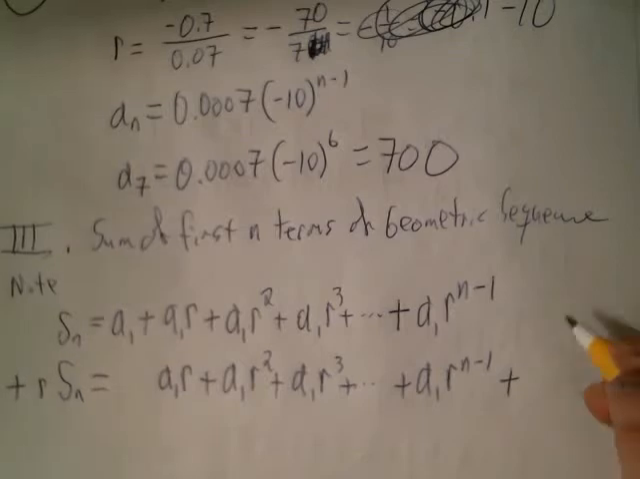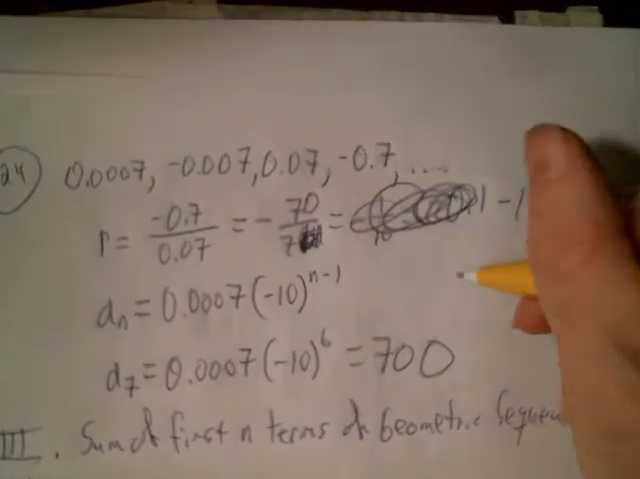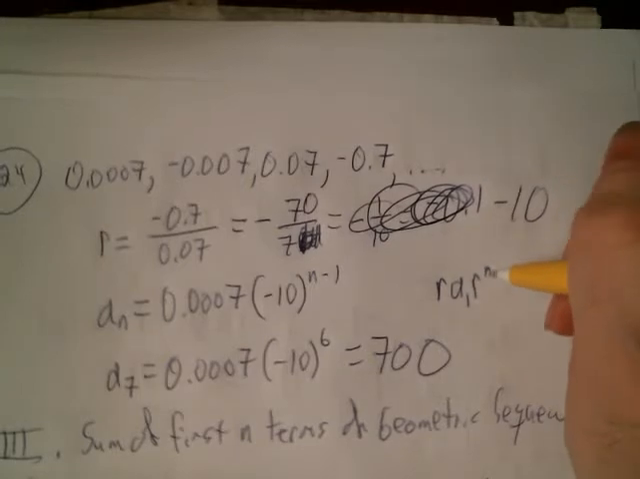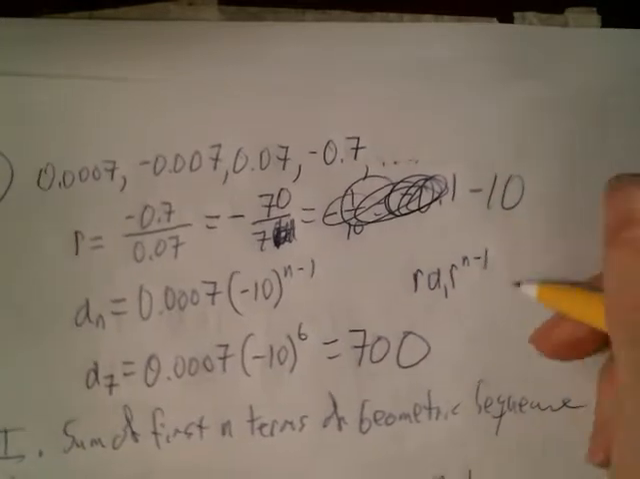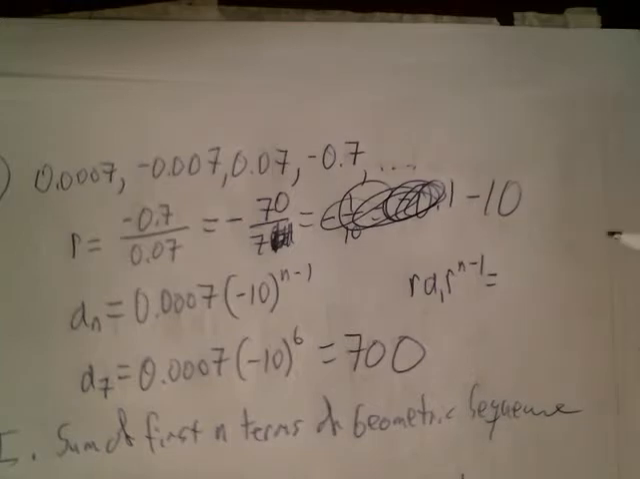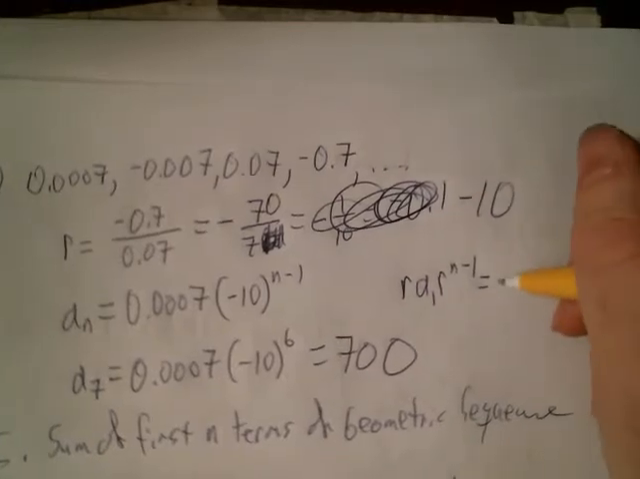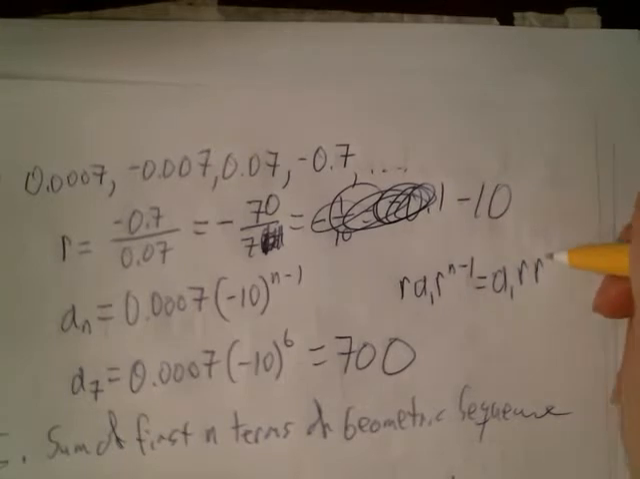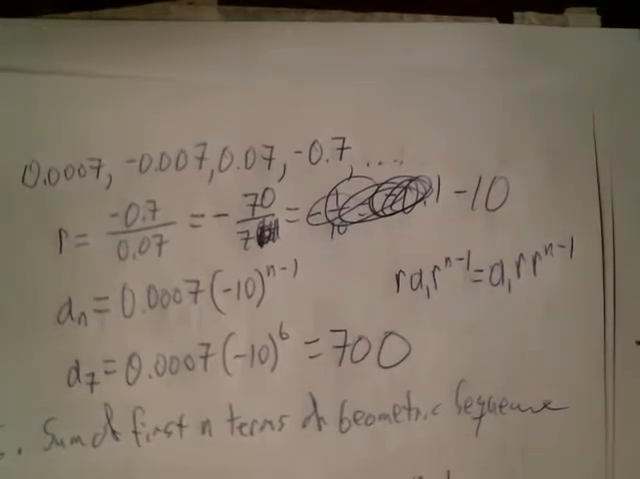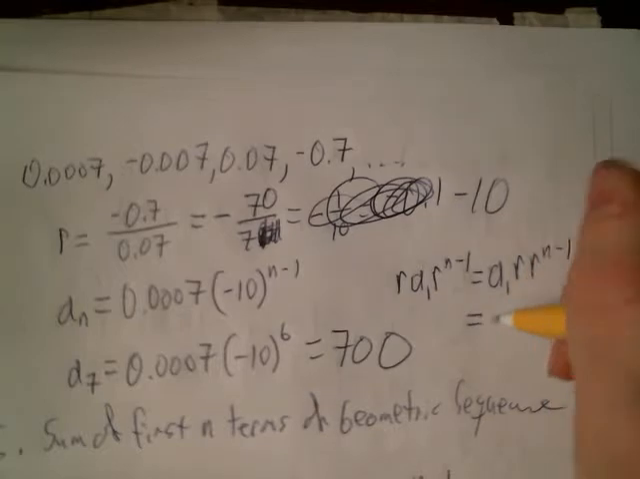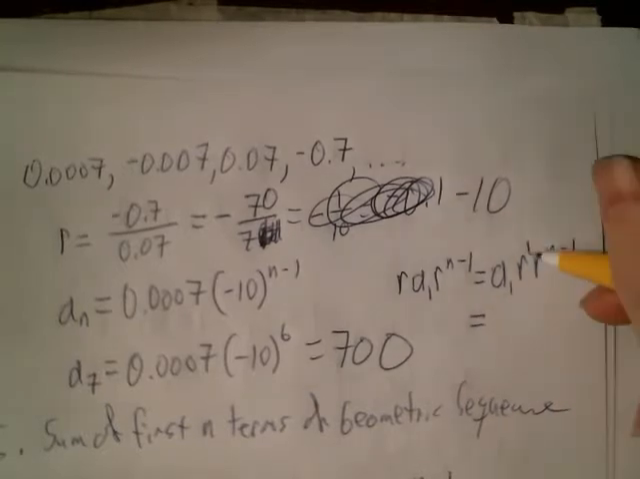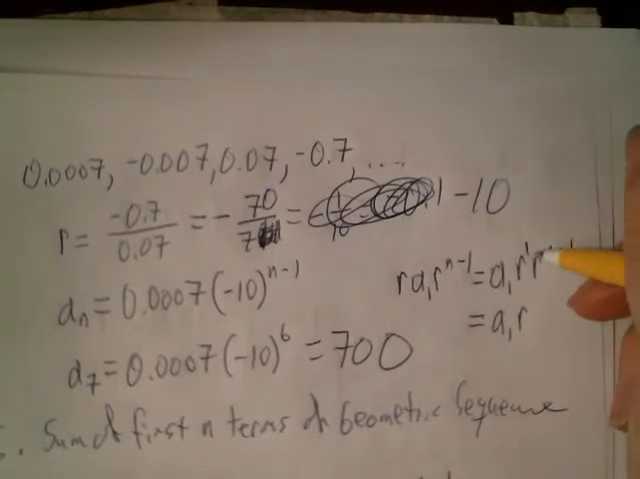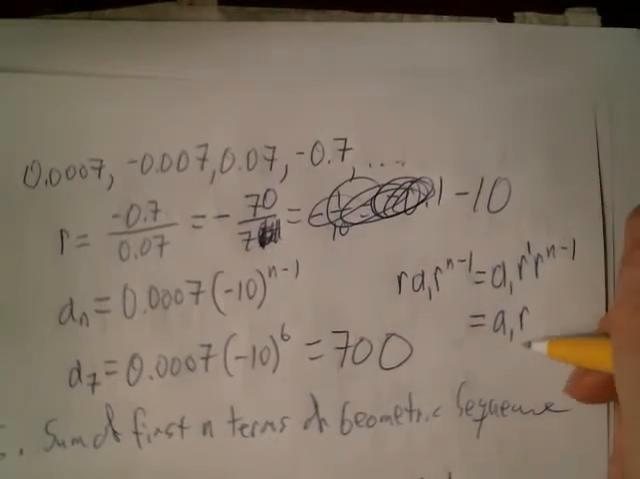Let's zoom in on that and see what that is. R times a sub 1 times r to the n minus 1. Okay, we can rewrite that using the commutative property of multiplication. So a sub 1 r times r to the n minus 1. And then to multiply like bases, you add the exponents. So you'd have a sub 1 r to the 1 plus n minus 1.